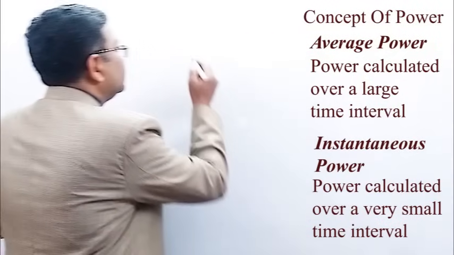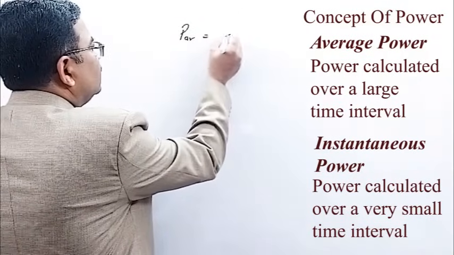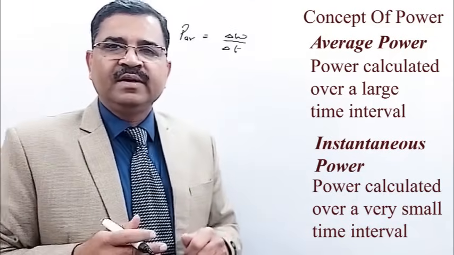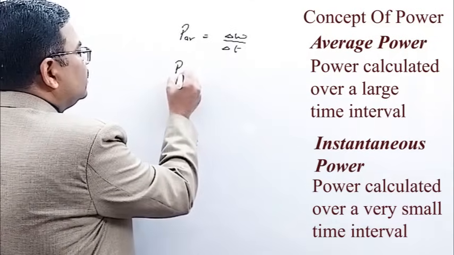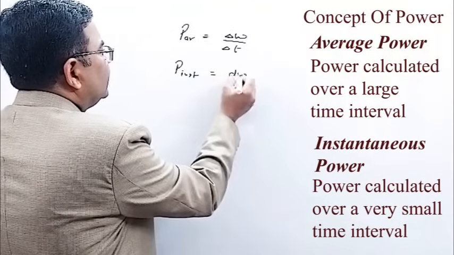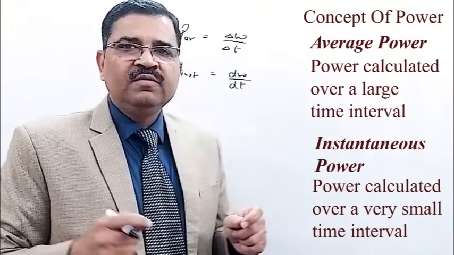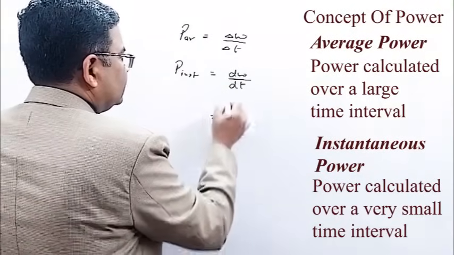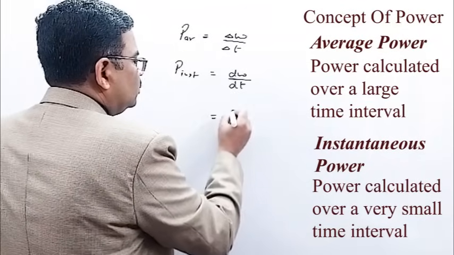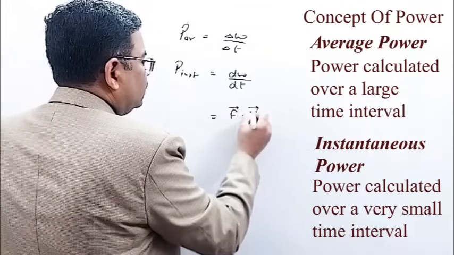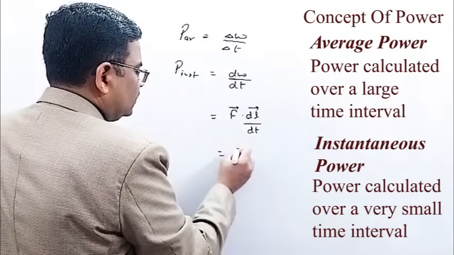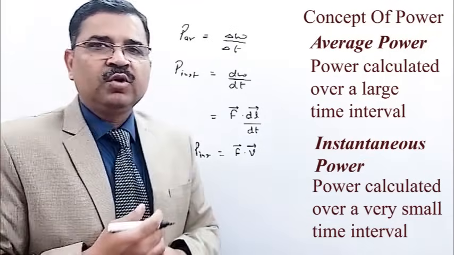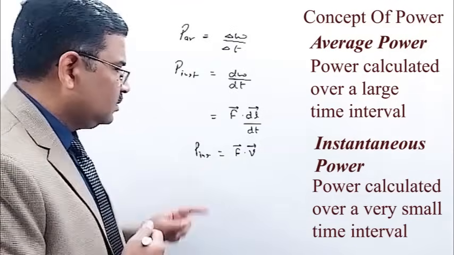So I can say that average power is basically total work done delta W divided by delta T, where delta T is a finite time. Whereas the instantaneous power I can write as dW by dt, where dt is an infinitesimally small time. So the instantaneous power I can further write as this dW is written as F dot dl and divided by dt. So this becomes F dot v. So instantaneous power can also be written as F dot v, because instantaneous power is the dot product of the force and velocity.